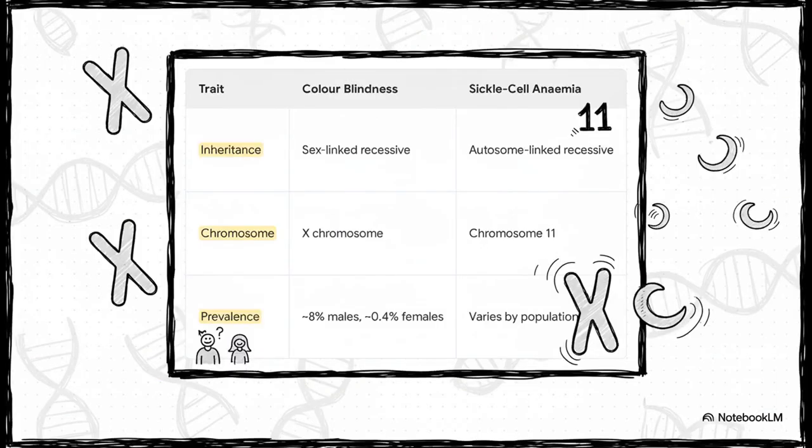Now, just to give a little more context, let's quickly compare sickle cell to another common condition, color blindness. The really big difference here is where the faulty gene lives. Sickle cell is autosome-linked. It's on one of our regular numbered chromosomes, number 11 to be exact. But color blindness is sex-linked. The gene is on the X chromosome. And that explains why it's so much more common in males. See, guys only have one X chromosome, so if they get a faulty one, that's it. There's no backup copy to mask the trait like there is in females.